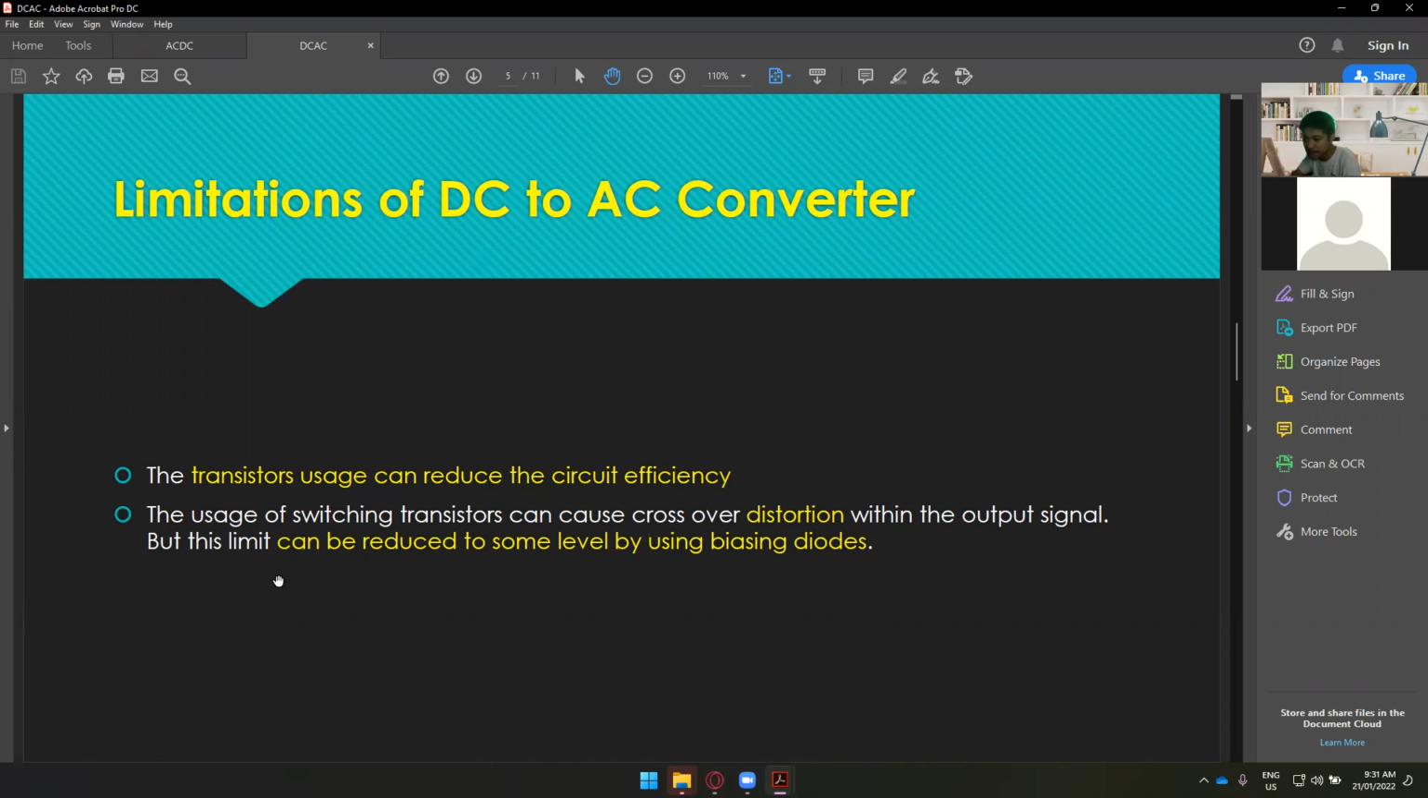However, of course, we have solutions for this distortion. This limit can be reduced to some level by using bias inductance. So it already has a solution on how to solve this distortion if you're going to come up with a DC to AC converter.